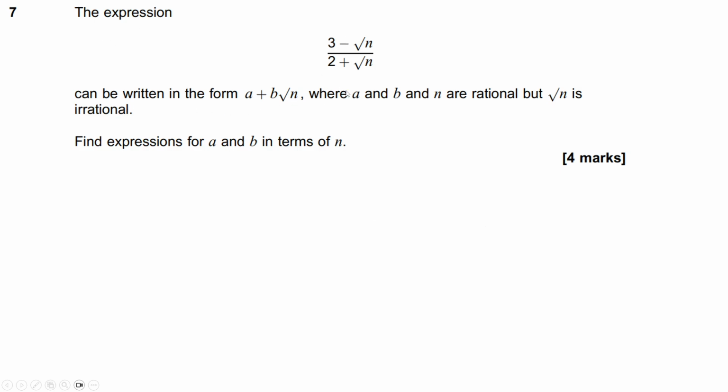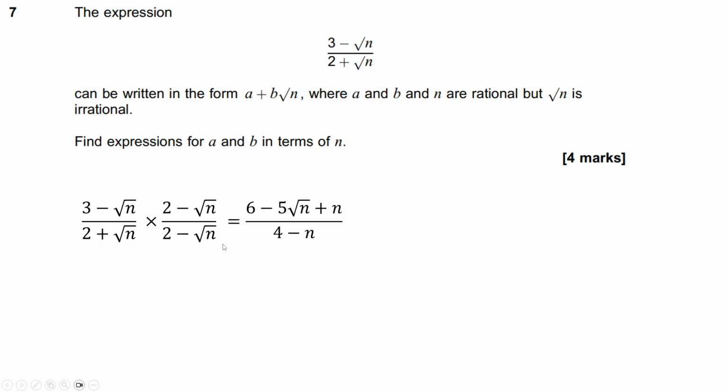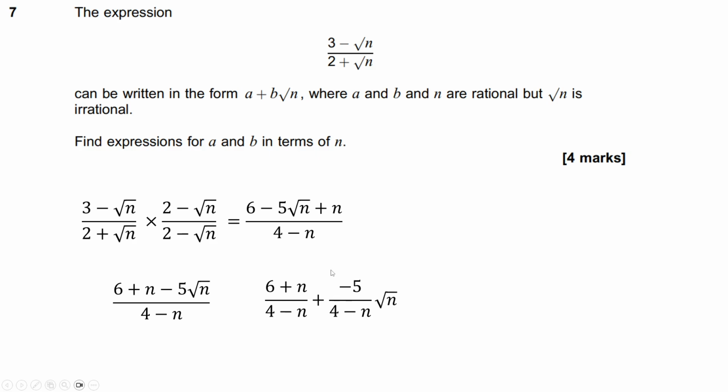This is just literally a rationalizing question. So multiply by the conjugate, so it's 2 minus root n over 2 minus root n. This is 6 minus 5 root n plus n at the top, and then this is just 4 minus n. So you get this. I'm going to reorder it a little bit just to look like this, and then split it down the middle like that, because they've written it in quite a weird way, where A equals this and B equals this, if you just have a look at that.